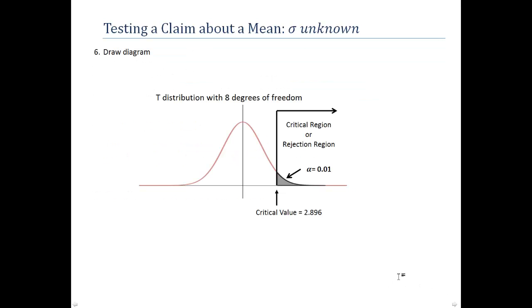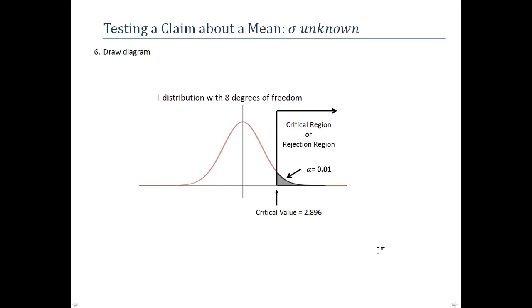I think it's also a good idea to draw a diagram at this point, just to remind ourselves what our test of hypotheses looks like. It's a right tail test. The distribution I'm using is a T distribution. It has 8 degrees of freedom. That means it'll be centered on 0, and it'll have a general shape of a normal curve. Not exactly a normal, but fairly close to it.